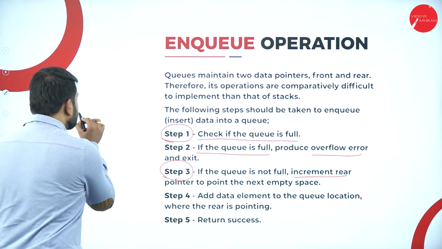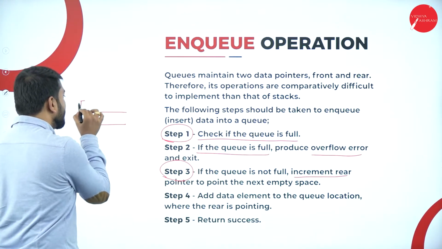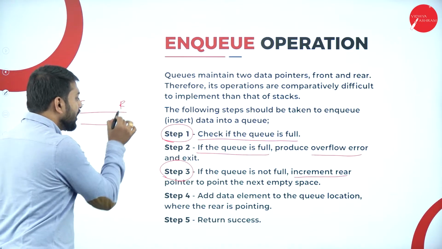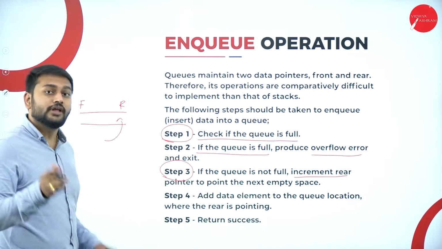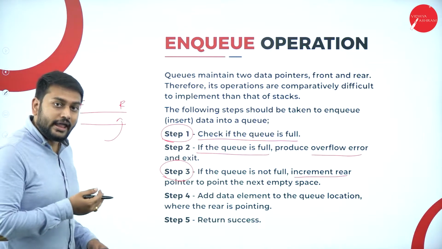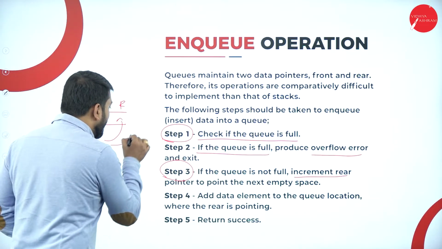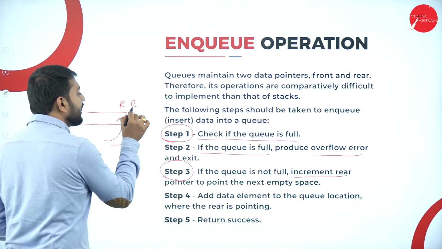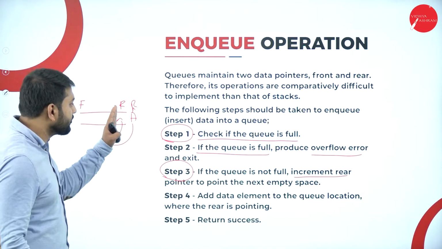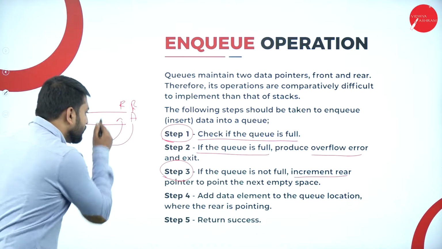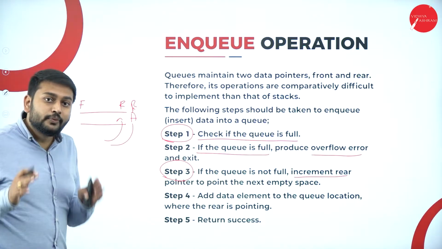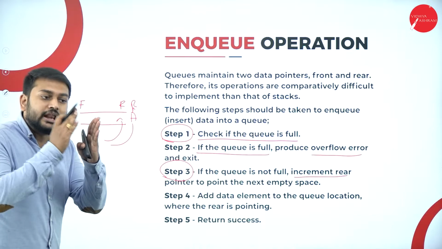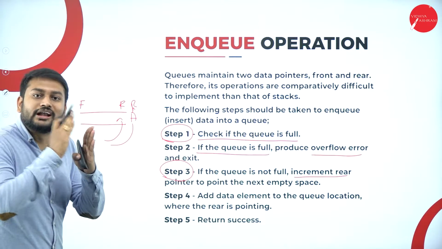Imagine this is my queue. This is my front, this is my rear. I'm inserting an element here according to the array. Now I'm incrementing again. Why are you incrementing? Because you are inserting an element, so the rear pointer will get incremented. It is moving from here to here because you are inserting one more element. Always remember that in the queue, the rear pointer will keep incrementing or moving.